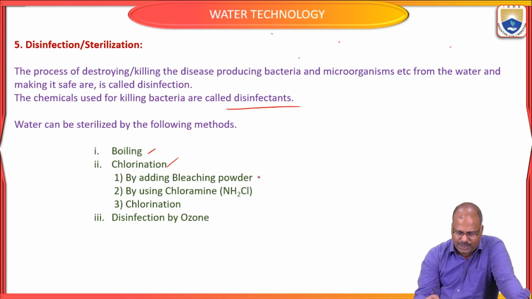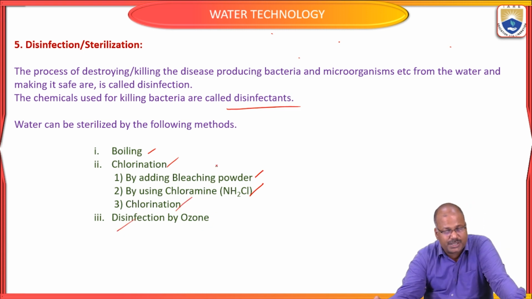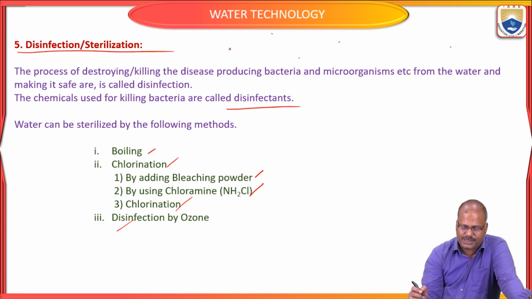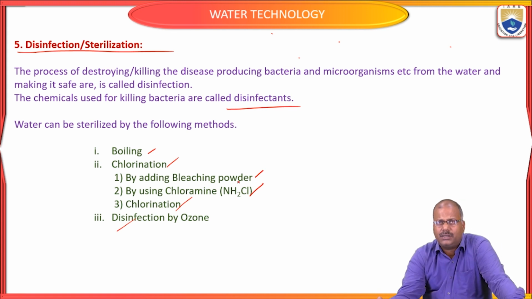Then chlorination, either by adding bleaching powder, chloramine, or direct chlorination. Disinfection by ozone is also there. We will see the disinfection and sterilization step in more detail in the next video.